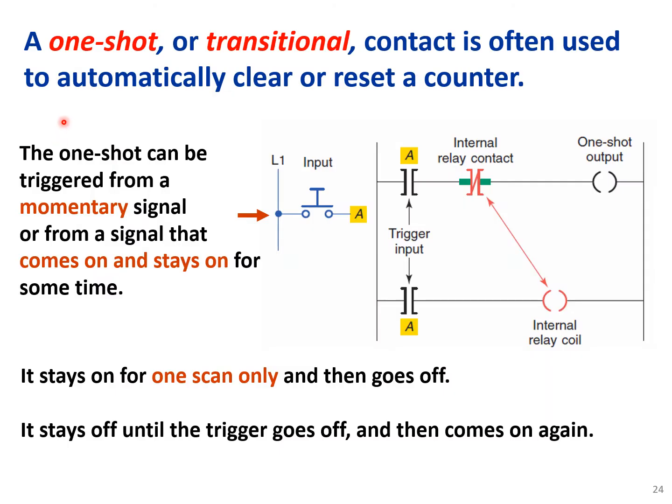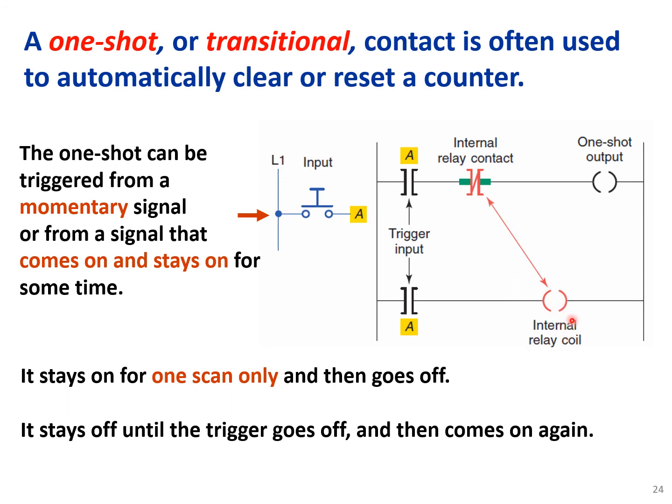A one-shot or transitional contact is often used to automatically clear or reset a counter. The one-shot can be triggered from a momentary signal or from a signal that comes on and stays on for some time. Here we have our input A. This input A will create a pulse in the one-shot output. How does that happen? We have an internal relay coil.